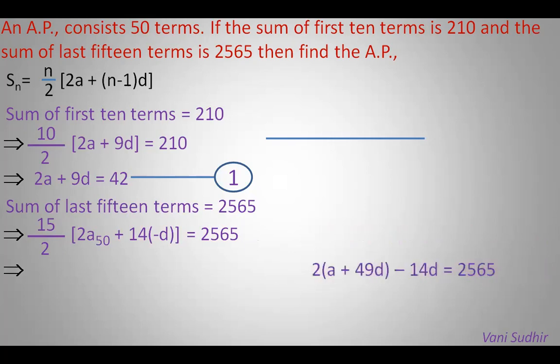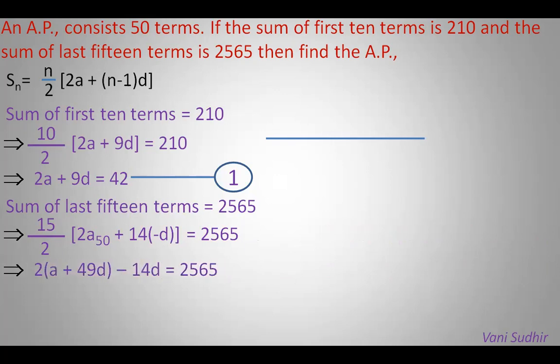So see, a50 means the 50th term, we can write a plus 49d, the nth term formula. The nth term of arithmetic progression formula we have used. 14 times minus d means minus 14d. This 15 by 2 we are transposing to that side, so we have to write the reciprocal, that is 2 upon 15 it will come. If we simplify, we will get 2a plus 98d minus 14d is 342.